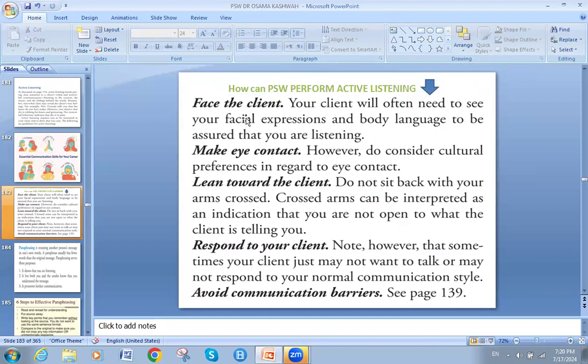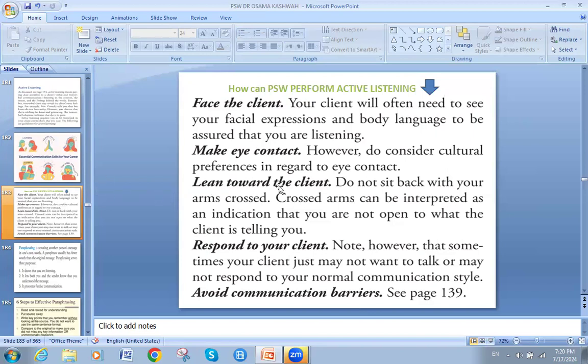First of all, you have to face the client. Keep your eyes on the client and face him, so that he feels you are interested in what he is saying to you, and he will feel that you are passionate with him or her. Make eye contact, of course. Without eye contact, this person might think that you are disregarding him or something. So it's better to always keep eye contact.